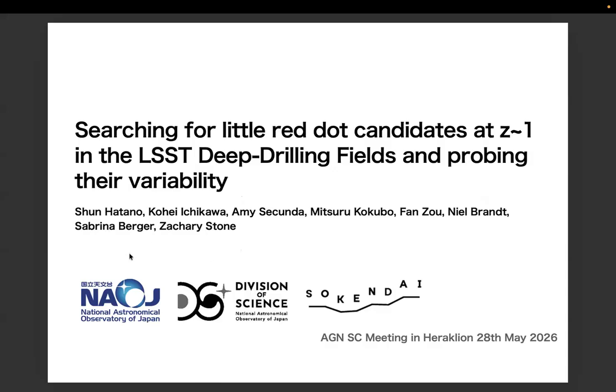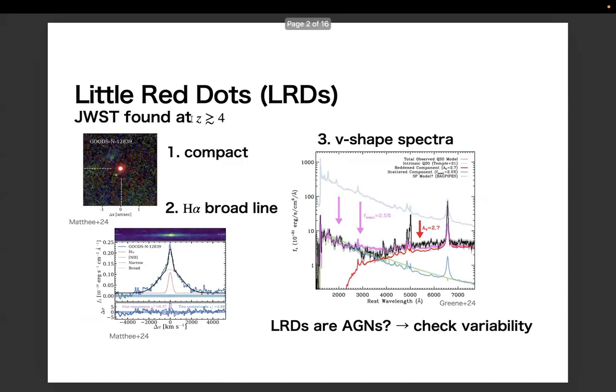These are my current members on the team. So what are little red dots? They are JWST-found objects, mainly at redshift 4 or higher. This is a picture of little red dots. They are compact and have red color in F444W. They were named little red dots by Matthee et al. 2024. They have a broad line in the spectra, so people think they could be AGNs.